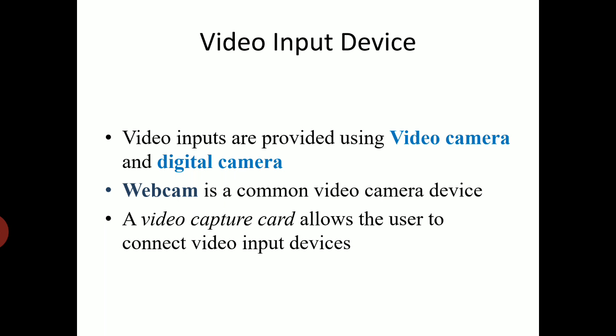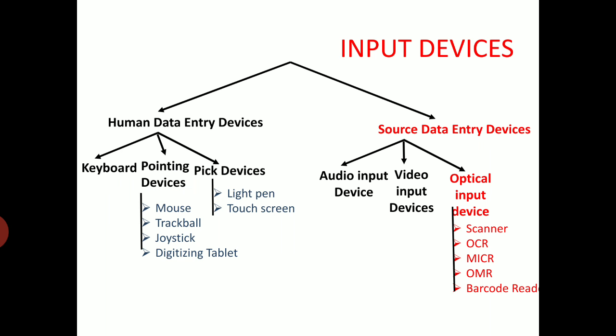Other one, video input device. This is the role played by video camera and digital camera. Webcam can capture video, and that will be stored in the computer, or that will be imported in the computer automatically, like this. Next is optical input devices: scanner, OCR, MICR, OMR, barcode reader, etc.